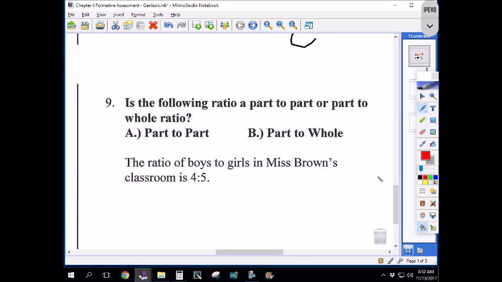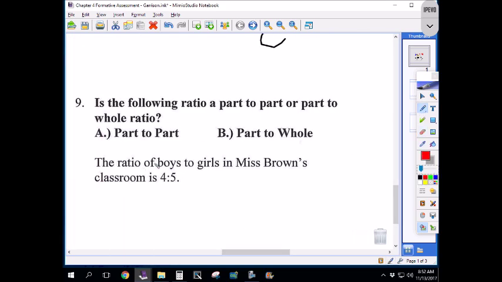Okay, these are going to be pretty easy here. It says the ratio of boys to girls in Miss Brown's class is 4 to 5. Since it's talking about boys to girls, these boys do not in any way make up the amount of girls there are. So therefore, they're 2 totally different parts. So this is going to be a part to part. Now, if it would have been boys to total students, then yes, it would have been a part to whole.